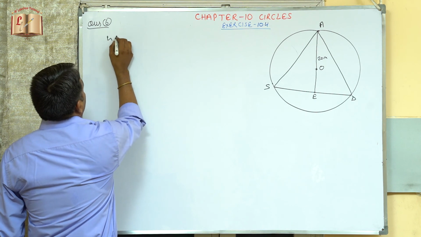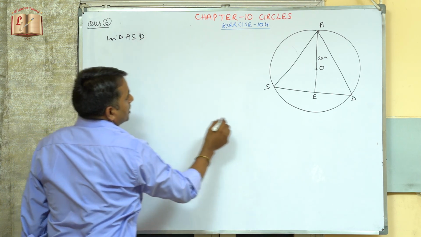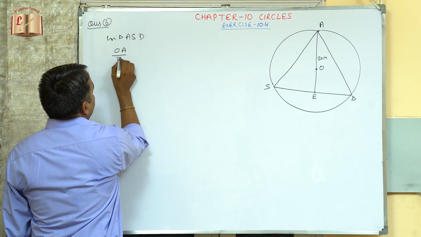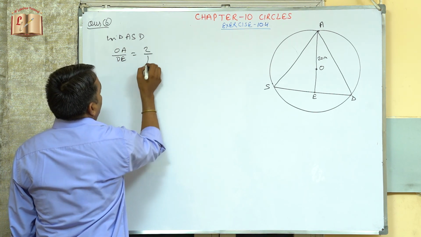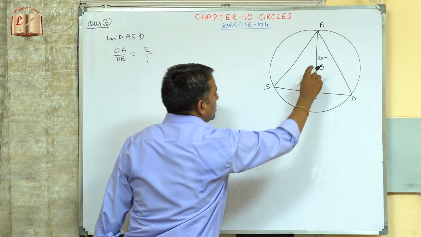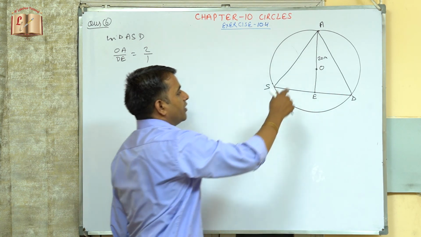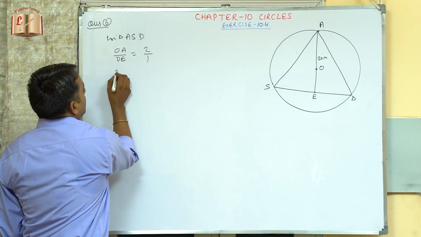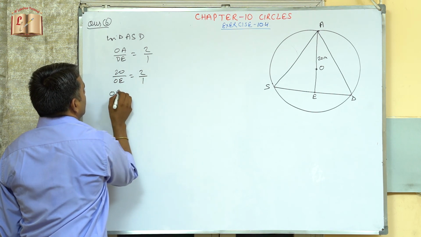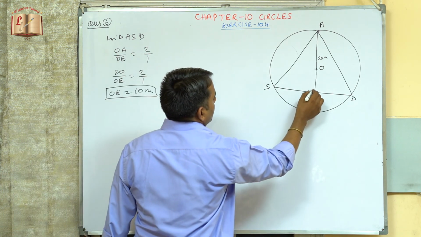So in triangle ASD, OA by OE will be equal to 2 by 1, because this is an equilateral triangle. So these sides are in the ratio 2:1, because in an equilateral triangle, remember, the circumcenter divides in the ratio 2:1. So now OA is already given, 20 divided by OE will be equal to 2 by 1. On cross multiplication we got OE as 10 meters, and this will be perpendicular.